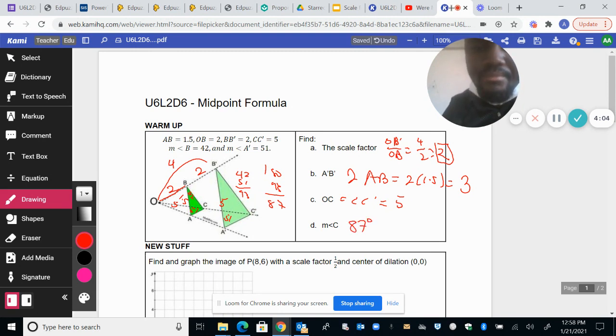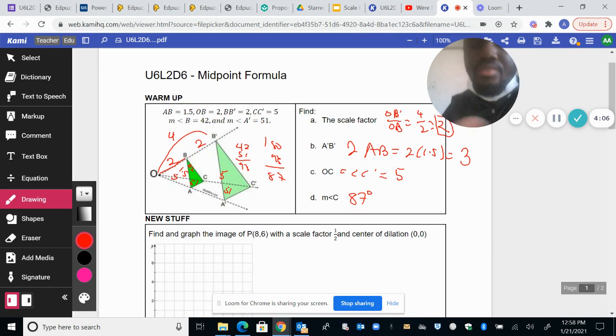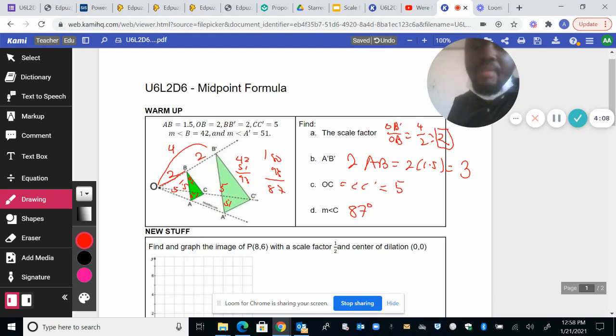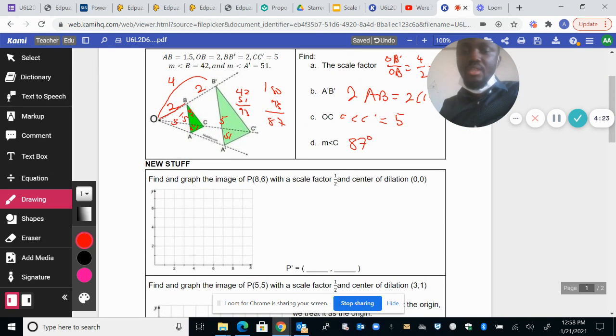Okay, so the scale factor is 2, A prime B prime is 3, OC is 5, and the measure of C is 87. So under dilation, corresponding angles are congruent, corresponding sides are proportional, and the shapes are what? Similar. So here today we're going to do what we did yesterday.